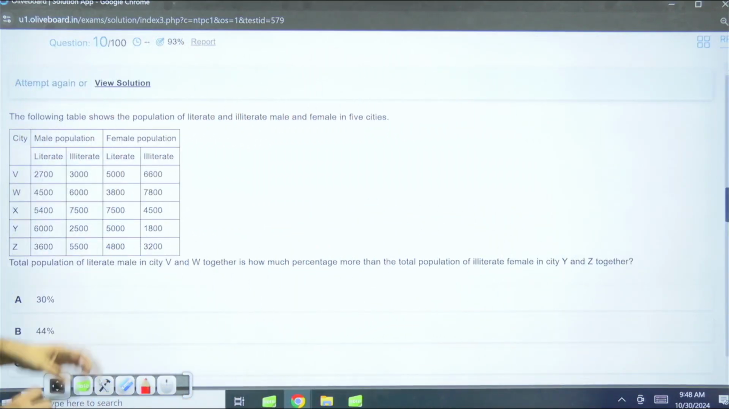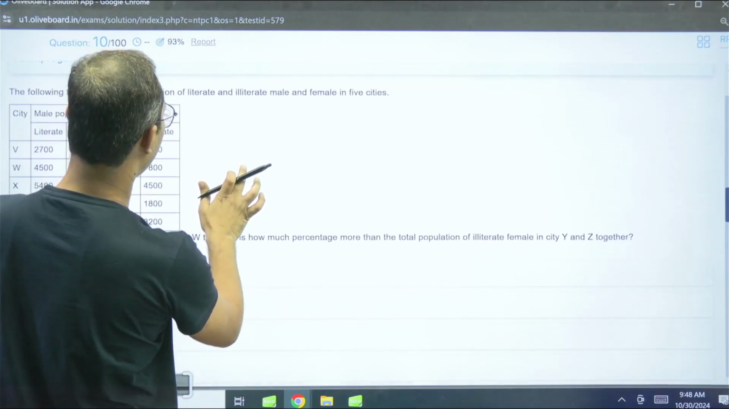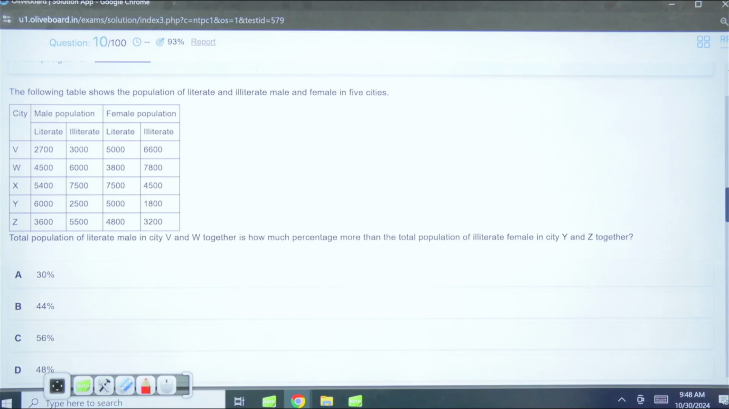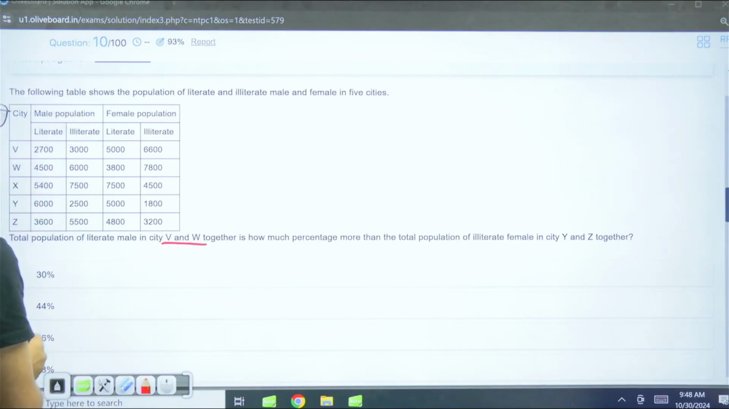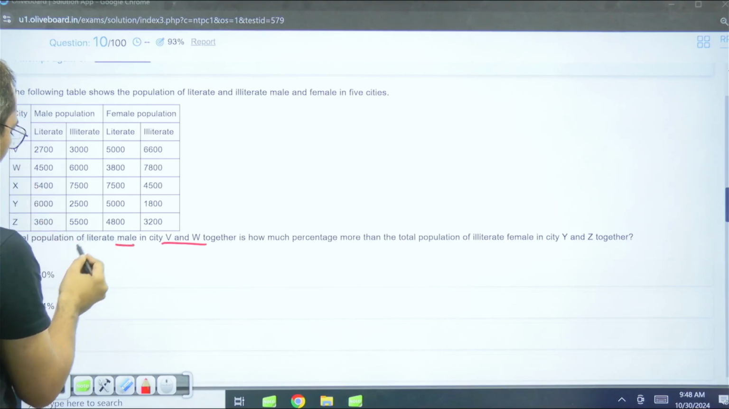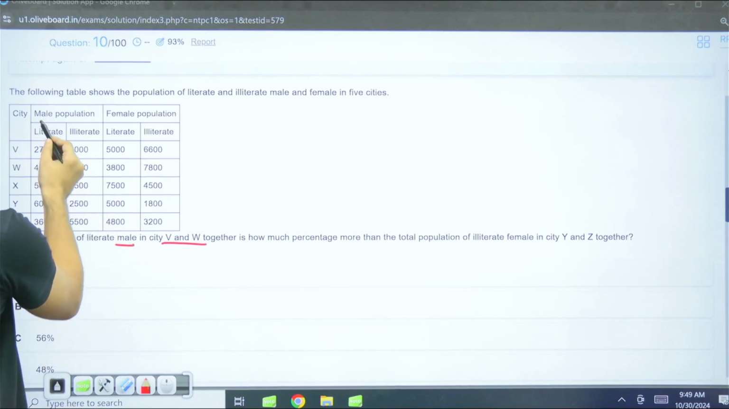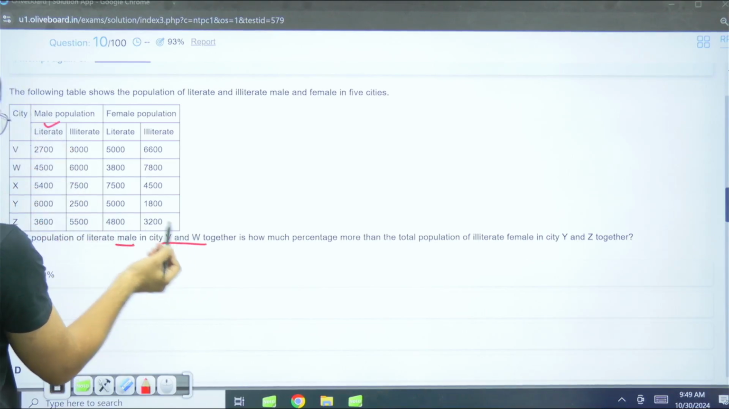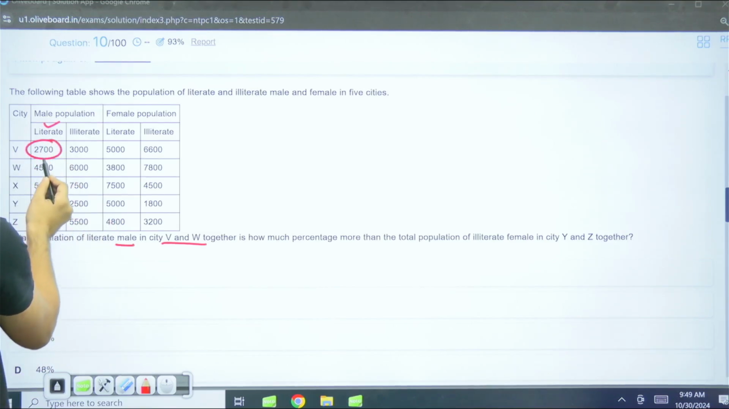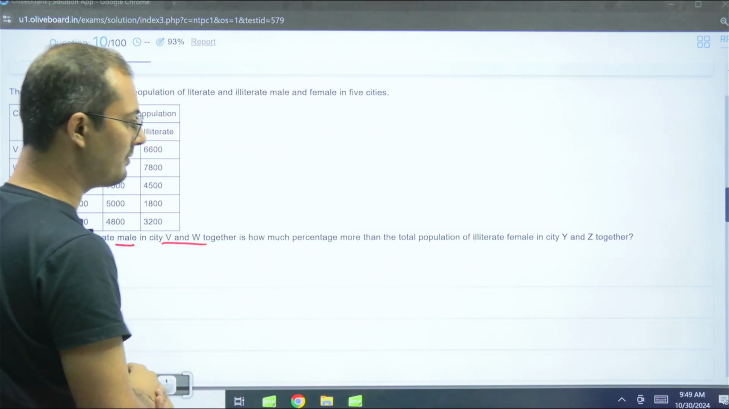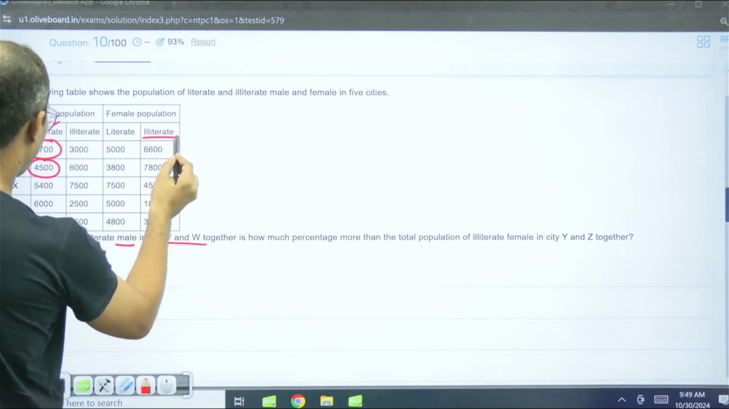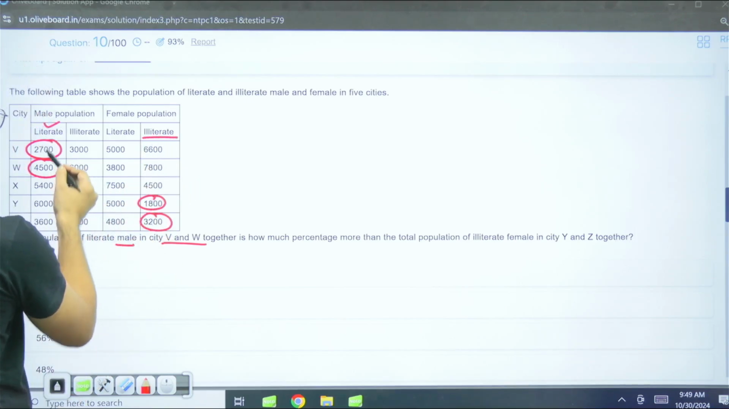See, this question belongs to the DI section. The question says the following table shows the population of literate and illiterate males and females in 5 cities, right? The population of literate males in cities V and W, the literate male is here, for V here and W here, is how much percent more than the total population of illiterate females in cities Y and Z, right? Y and Z means this one, right? So what we are going to add up.